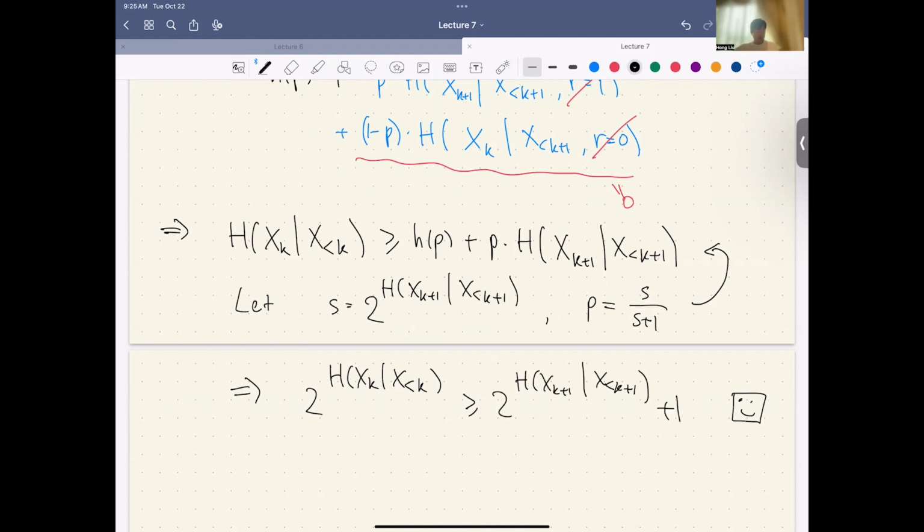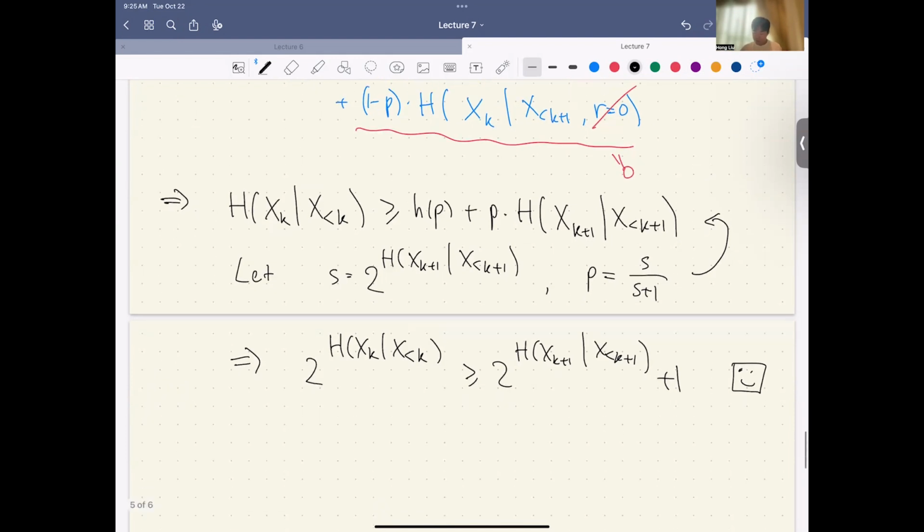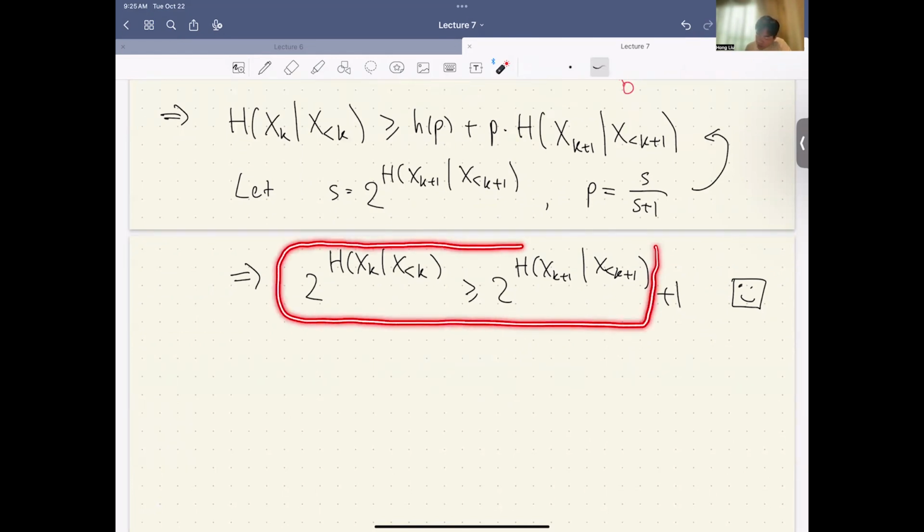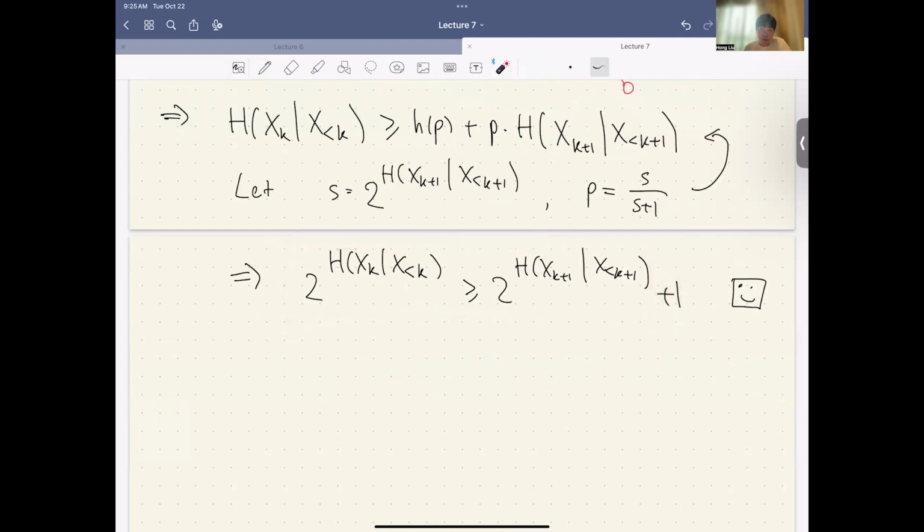Okay. So a remark here is, as I mentioned, if you just drop conditioning, we can only get this inequality without the plus 1. The intuition behind why we gain the plus 1 is that, remark, so we can think of this inequality as follows.